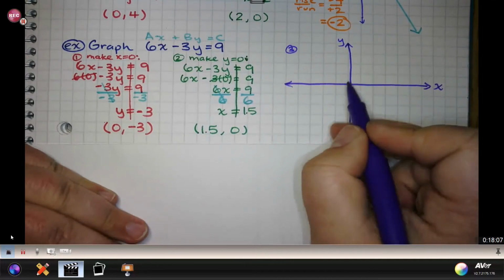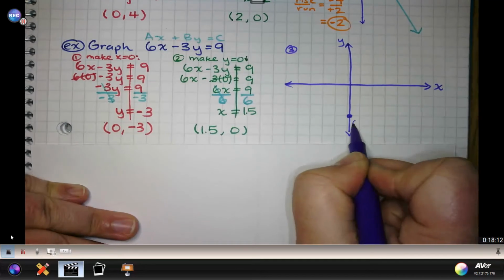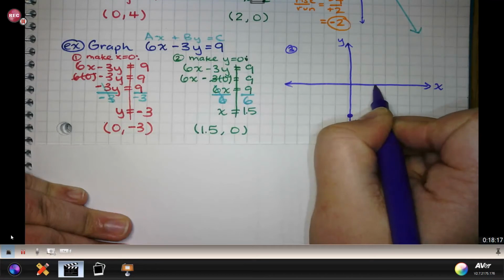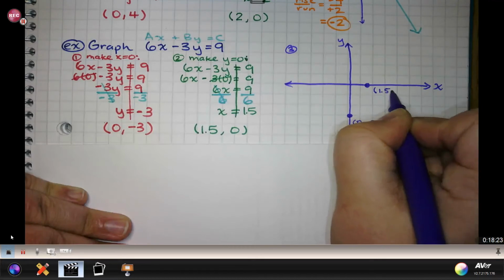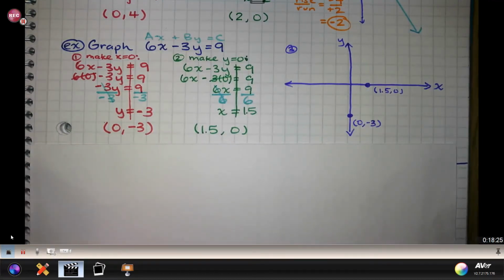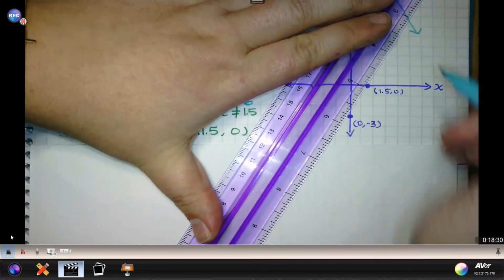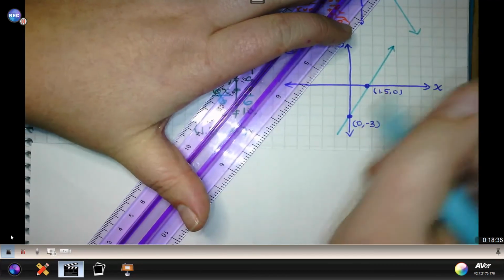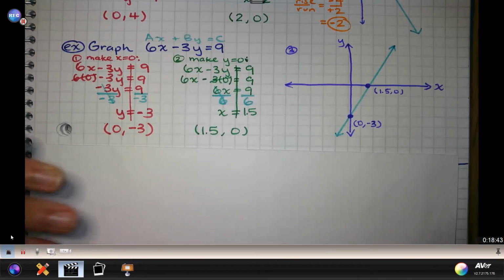Okay, and my y-intercept now is negative, so I'm going to go down 3, 1, 2, 3, and that point is 0, negative 3. And then over here, I have 1, 2, nope, I need 1.5. So right there should be good. That is 1.5 comma 0. Okay, then step 4 says to then put a line and make sure again that you go all the way across, make it nice and long, put arrows on it, the whole thing. Okay, beautiful.